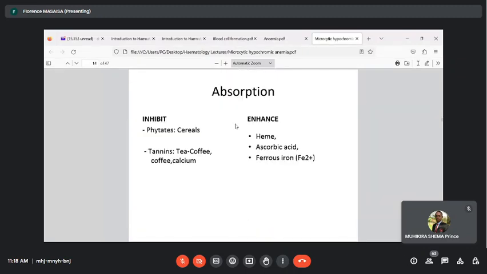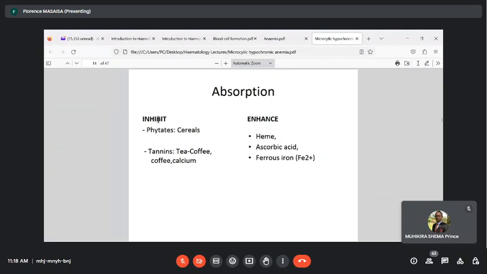But let's talk about iron absorption. So iron absorption is enhanced by heme iron. Heme iron is the one coming from animal protein. The non-heme iron comes from vegetables like beans, spinach, and so on. So heme iron will have high absorption. If you take iron with ascorbic acid, that will increase the absorption. But also when you take ferrous iron, again, that's why on the market they are now producing ferrous iron, not ferric iron, because with ferric iron the absorption is low.